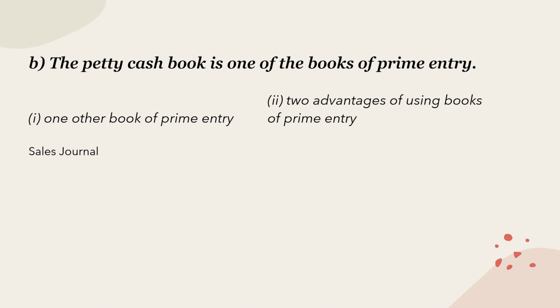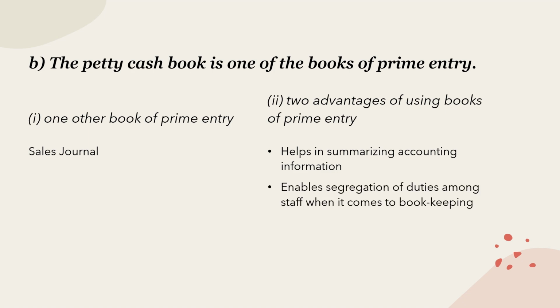Part 2, they're asking us to give 2 advantages of using books of prime entry. So one important advantage is that books of prime entry, if you take for example the sales journal, in the sales journal you list the credit sales for the period and you sum it up and then transfer that total to the sales account. So that means the number of entries in the sales account is minimized as a result. So it helps in summarizing. Another advantage is it helps in segregation of duties. That means you can divide tasks, the bookkeeping tasks, among employees.